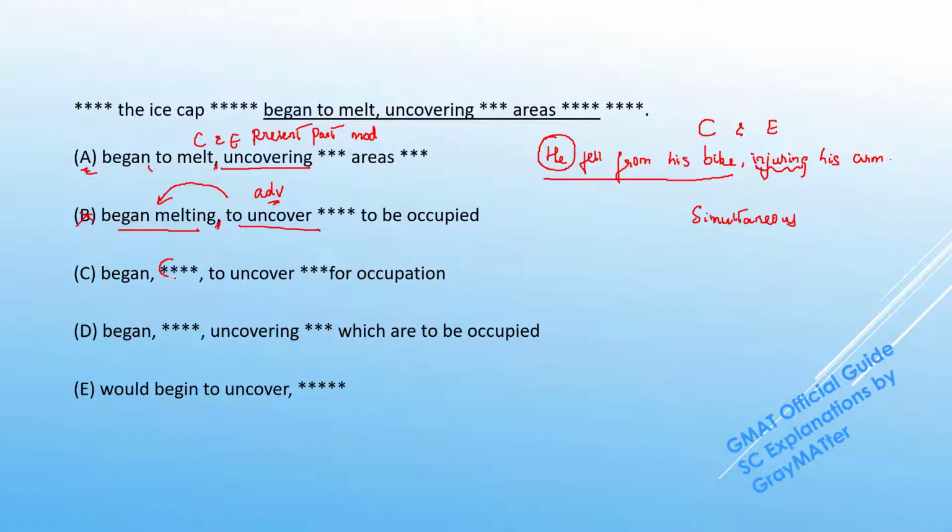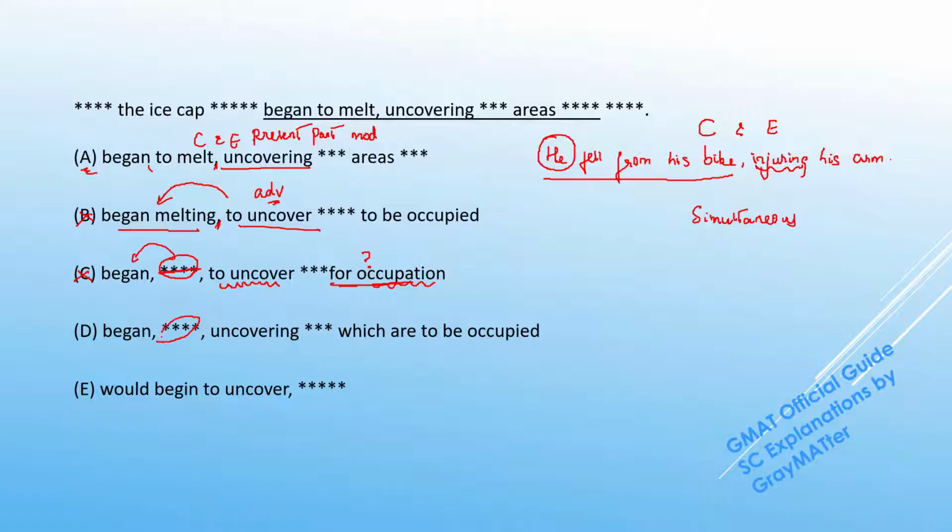Now in C, this particular phrase acts as an adverb for began. So it says the ice cap began. Now because this is a modifier, you can read around it, and the original sentence is that the ice cap began to uncover for occupation. Now what does this mean? This means that the ice cap began to perform this action for this particular purpose, for the purpose of occupation for these people. It's not like, once again, the ice cap had the idea to uncover certain areas for a particular purpose. So this also does not make any sense.